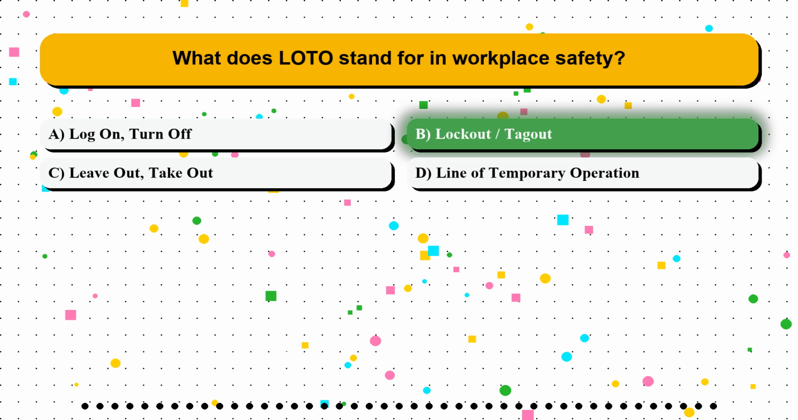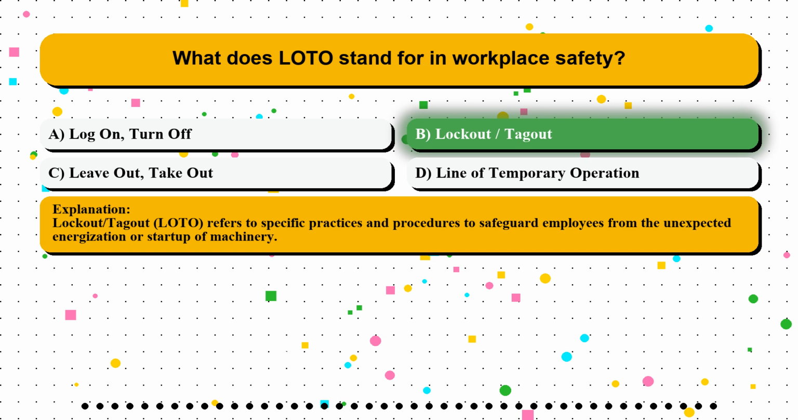The correct answer is option B, lockout/tag out. Lockout/tag out, LOTO, refers to specific practices and procedures to safeguard employees from the unexpected energization or startup of machinery.